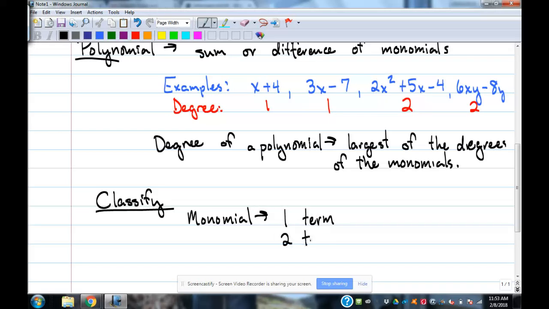If something had two terms, what would be a prefix for two? Polynomial is true, but what would be a more specific one saying there's only two? Think about a vehicle that has two wheels and you pedal it. A bicycle. So two terms in a polynomial would be a binomial. Three terms, trinomial.